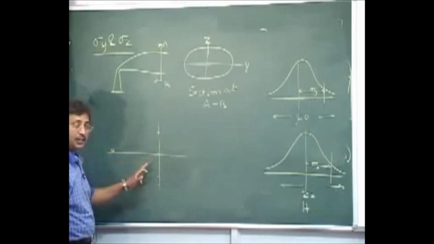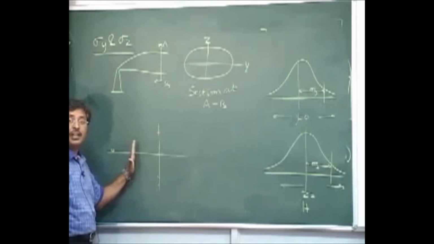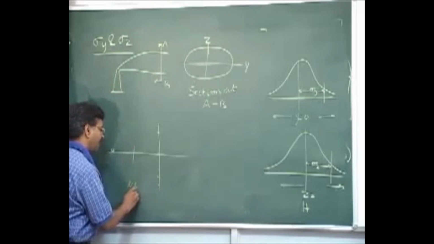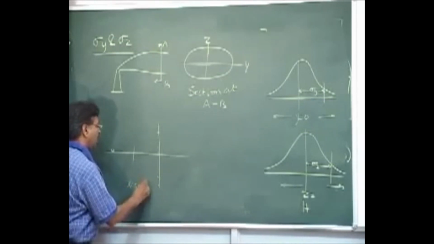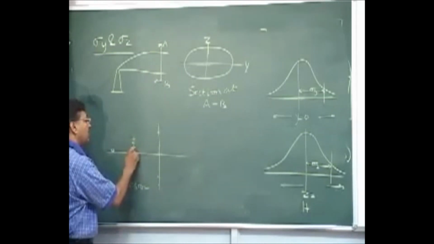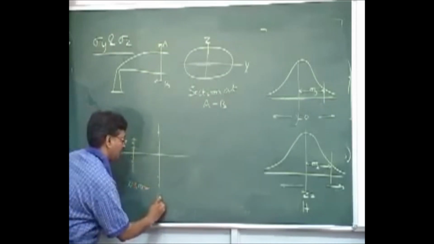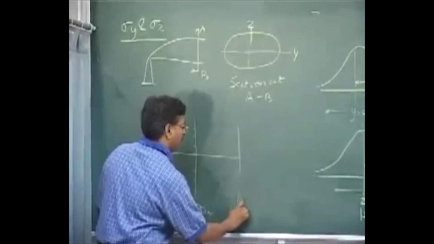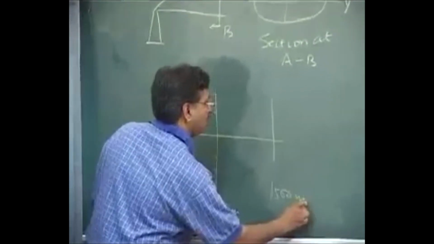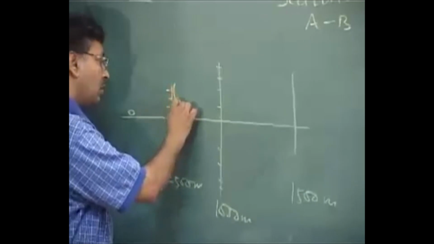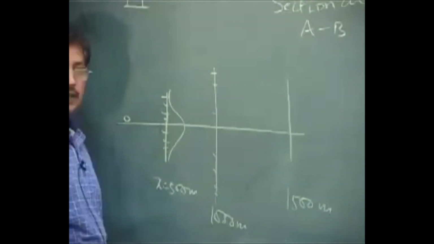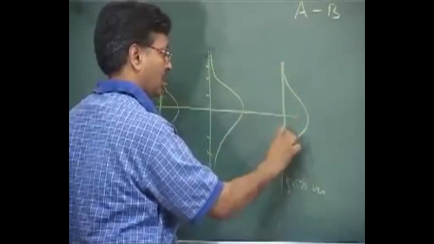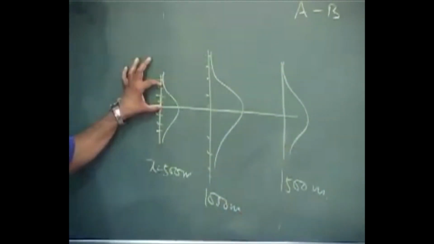they measured the concentration at different x's: x equals 500 meters, 1000 meters, 1500, and so on and so forth. They plotted the concentration here, and then found out the sigma y.